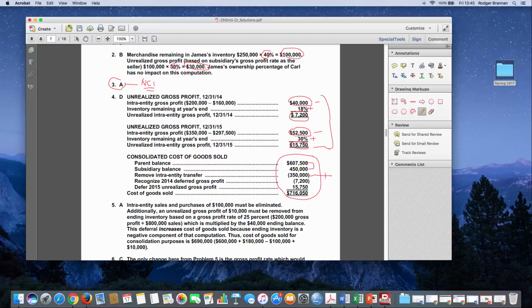So, three very simple things you're always going to do. Number one, add cost of goods sold of the parent plus the cost of goods sold of the subsidiary, subtract out the amount of intercompany sales.